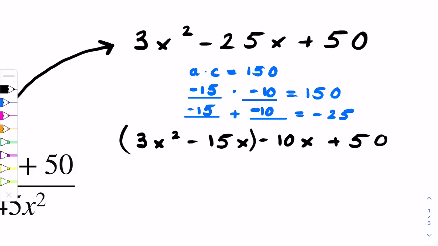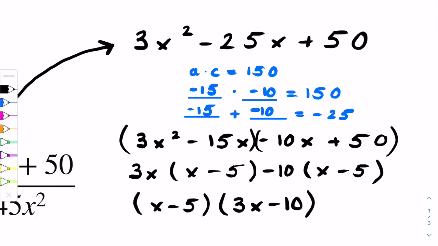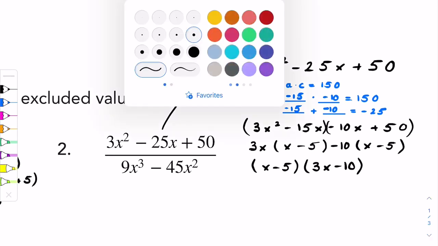Group the first two terms, group the second two terms. 3x, left over is x minus 5. -10, left over is x minus 5. We have x minus 5 times 3x minus 10 as our factored form. This here is our factored numerator.